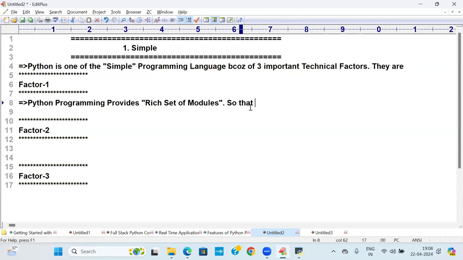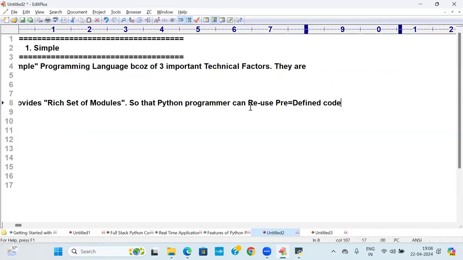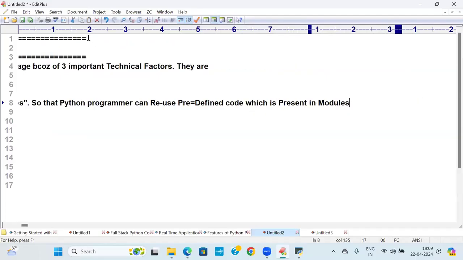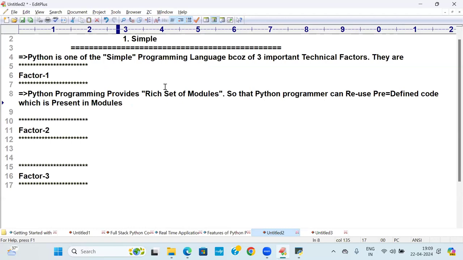So, rich set of modules, so that a Python programmer can do what? Can reuse. A Python programmer can reuse which code? Predefined code. Which is present in where, students? Modules. The moment you come to the Python world, you have to come to the class with the mind of what? Today, which modules will I explain? If I explain X module, Y module, Z module, so many modules, if I learn them and go to industry, you are a king in the team.